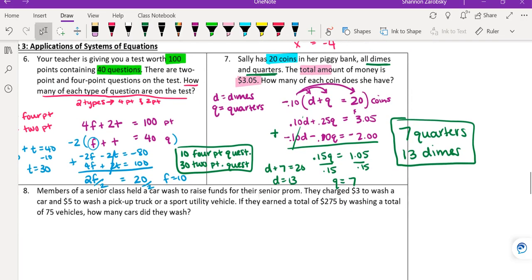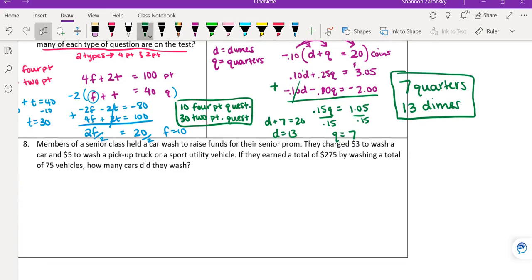Okay. Similarly, number 8, so a little quicker. Members of a senior class held a car wash to raise funds for their senior prom. They charged $3 to wash a car and $5 to wash a pickup truck. So 3 for a car plus 5 for a pickup truck is equal to $275. So I have dollars, and I have dollars, keeping my units together by washing a total of 75 vehicles. So cars plus pickups was 75.